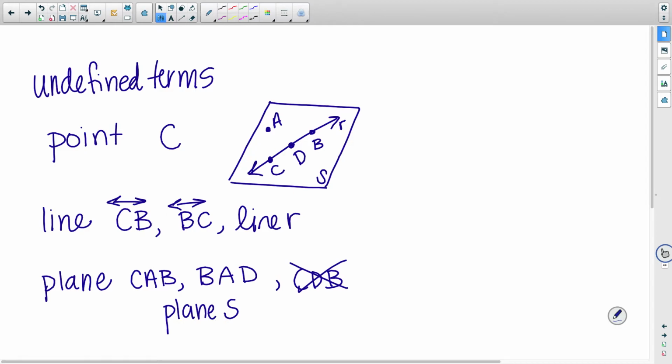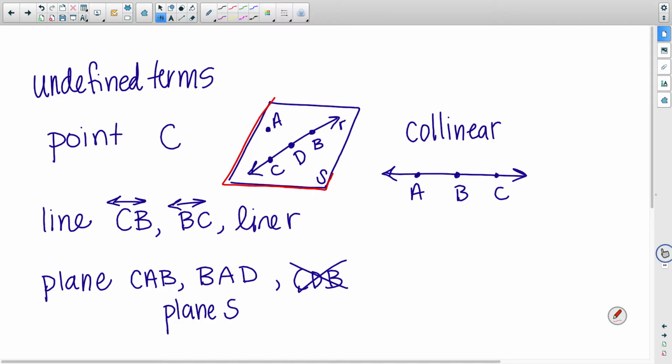Now, while we're talking about points on the same line, you have two things. You have collinear and non-collinear. So collinear points are points on the same line. So A, B, C. Those are collinear points. Now, any 2 points are collinear. It's the third point is where we decide if they're collinear or non-collinear. So if I said to you from this picture, in this plane over here, are A and B collinear, you would say yes, because any 2 points are collinear.